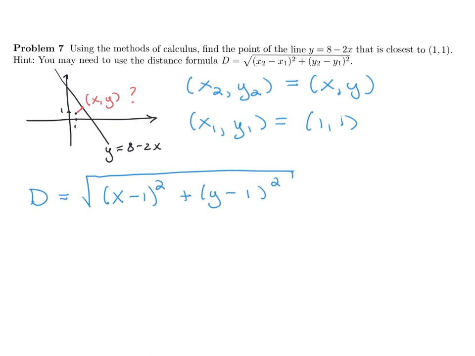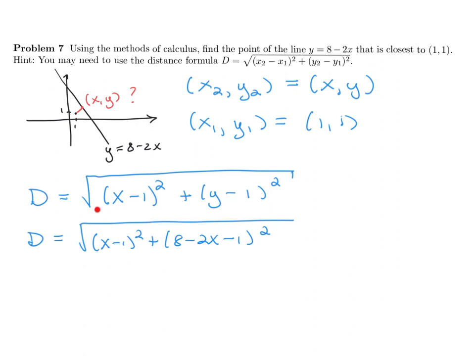To take the derivative of this formula, it should be either x's or y's, and here I have two separate variables. Since y is equal to 8 minus 2x, I can replace y with 8 minus 2x. Furthermore, to minimize the distance, you can actually just minimize what is underneath the square root itself.